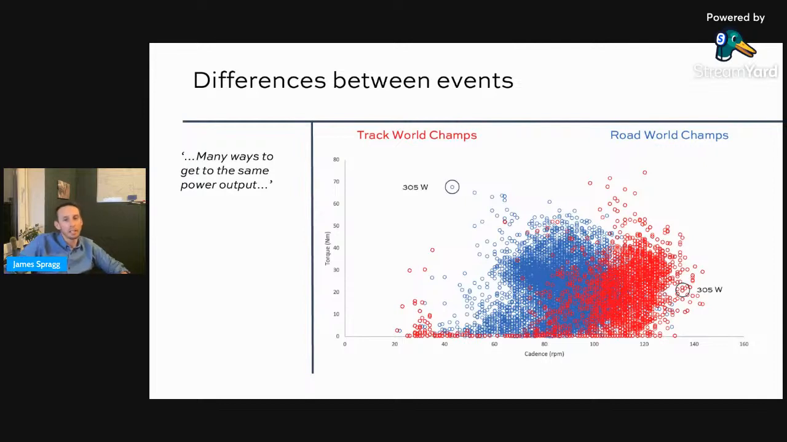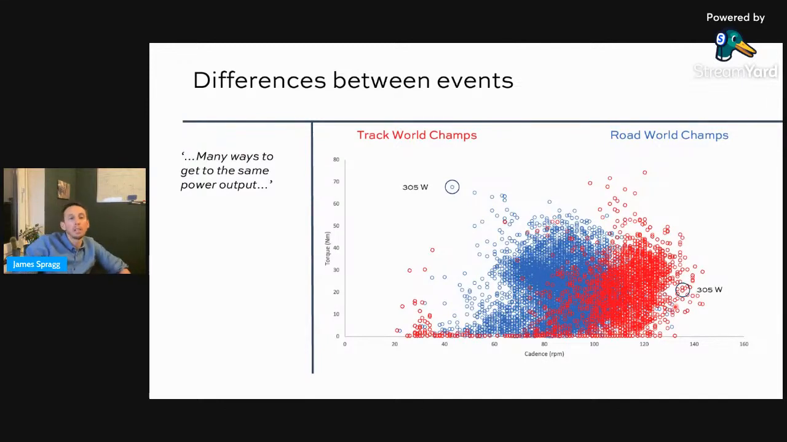To really highlight this, those two points represent exactly the same power output. On the road, that 305 watts is being produced at, let's say, 40, 45, 50 RPM, and almost 70 Newton meters. Whereas here on the track, this athlete is producing it with 130 RPM and maybe 20-ish Newton meters. We can see where most of the data falls is very different in those two scenarios. That's something we need to take into account when we're profiling athletes, when we're looking at the determinants of performance in a given event, and when we're looking to improve performance in those events.